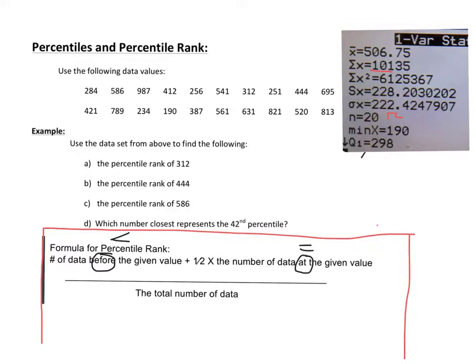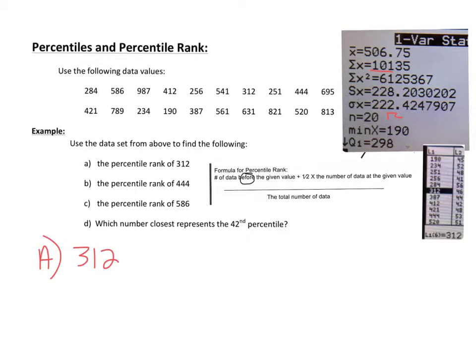So the first thing we really have to do is figure out the number of data less than a given value. So in letter A, it says the percentile rank of 312. Well, we have to find the number of data that are less than 312, so what we need to do is to sort the data in ascending order on your calculator. So I went to my Stat button, chose option 2 for sort in ascending order. And here to find the percentile rank of 312, if you notice, when you highlight 312, the calculator says that you're in, for me I use list 1, and you're in the 6th spot.